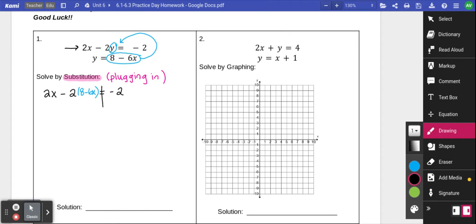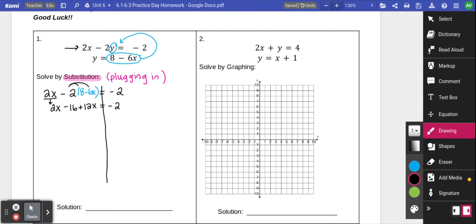Now my next step is going to be to solve this. So I'm going to start to solve by distributing the negative 2. When I do that, I get negative 16 plus 12x. And then I'm going to take this 2x from the beginning and I'm just going to drop it down and not change it. Just copy it down. On the other side of the equation, I just have negative 2.